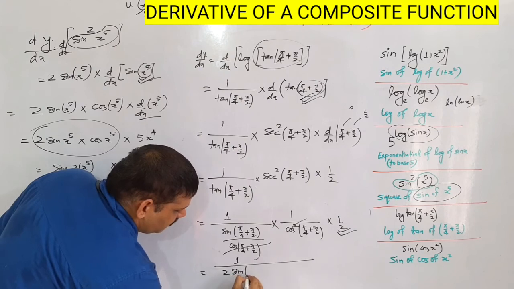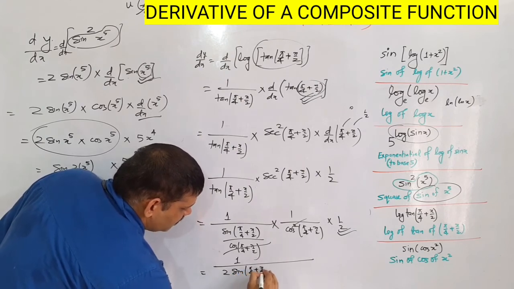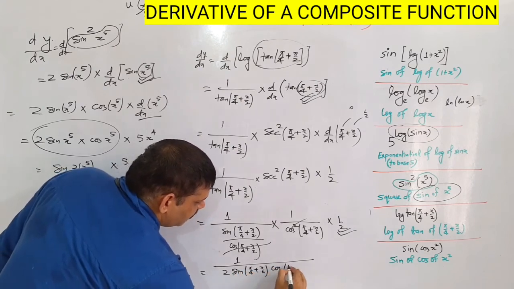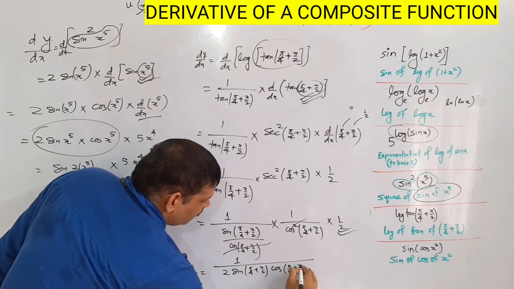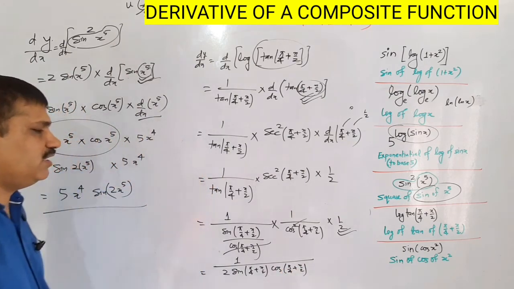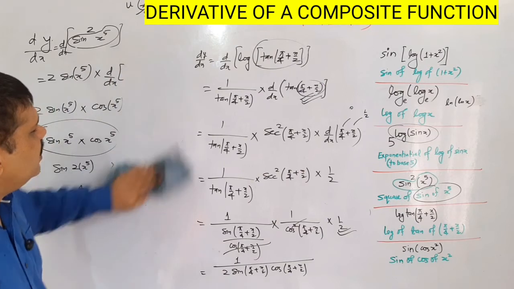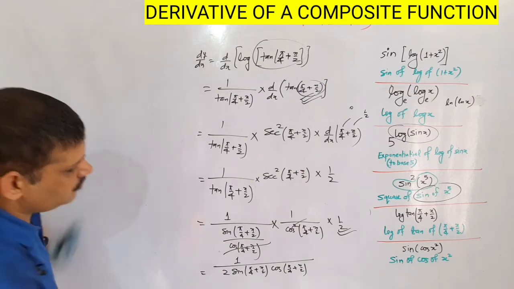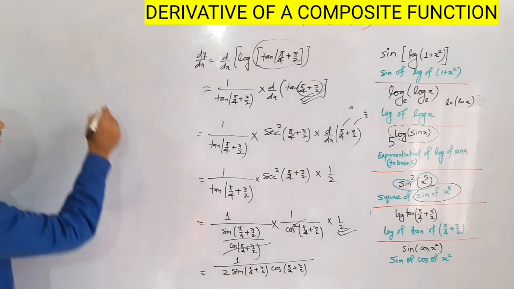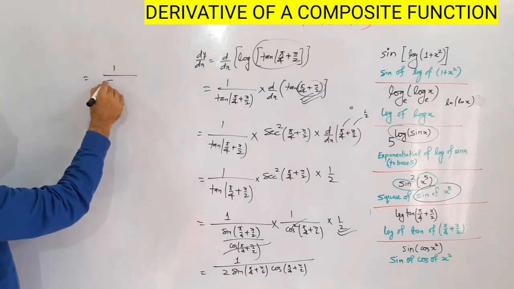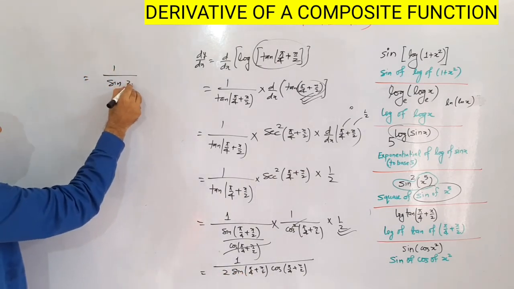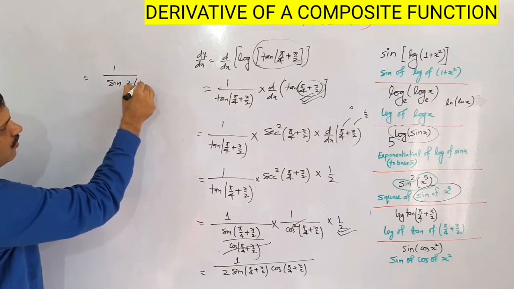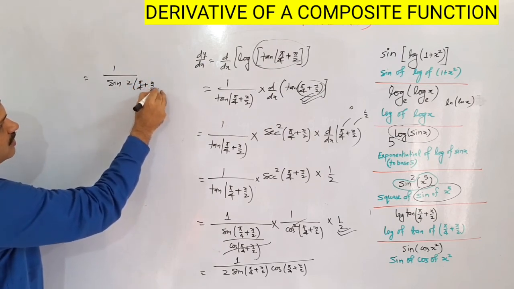sine of theta, sine of (pi by 4 plus x by 2), into cos of theta, cos of the same angle (pi by 4 plus x by 2). So 2 sine theta cos theta. 2 sine theta cos theta is sine of 2 theta. So this gives 1 upon sine of 2 theta, that is 2 times (pi by 4 plus x by 2).